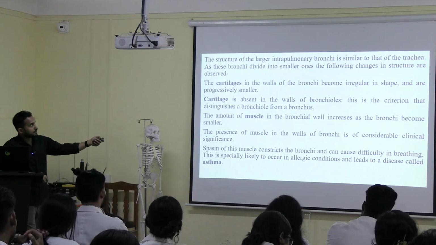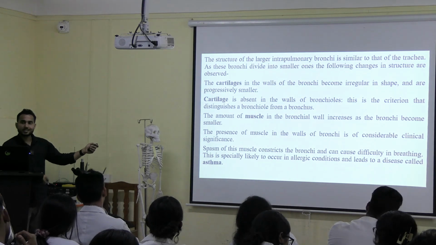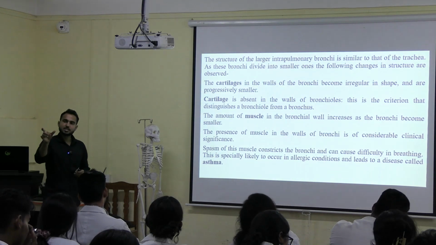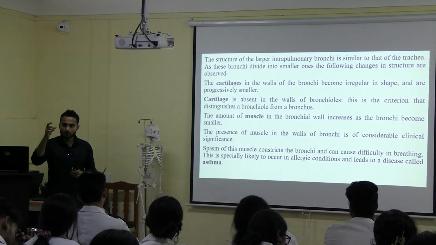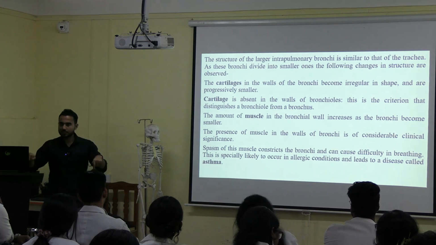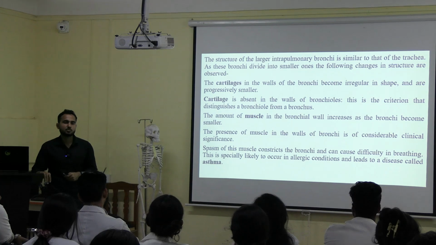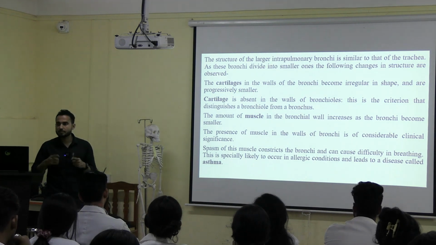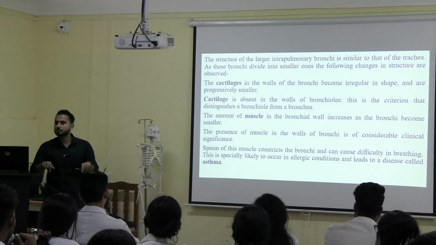Here this thing already we have discussed. What are the changes you can notice? That means first of all, in the trachea we have seen C-shaped ring of cartilage is there, right? So from trachea, two principal bronchus are there, and then it will enter the lung. Once it is entering the lung, then they are called intrapulmonary bronchus. Intrapulmonary means inside the lungs. That's why they are called intrapulmonary bronchus.